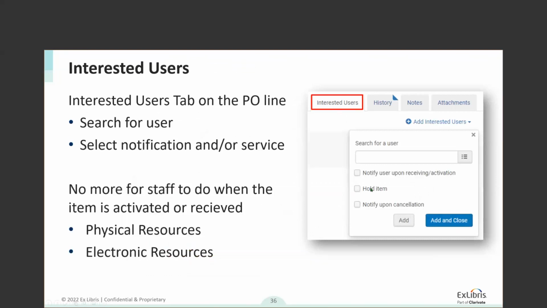And remember, another benefit of doing that in acquisitions is these will show up in discovery, like my ebooks, not electronic, not yet activated, but print resources. And so if I find an item, I'm going to see them in discovery and I can place a hold on it myself too. But if it is an e-resource and it's an interested user, you might want to check that notify user upon activation. And then they'll know when you turn it on.